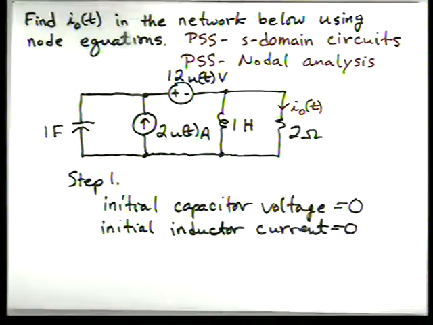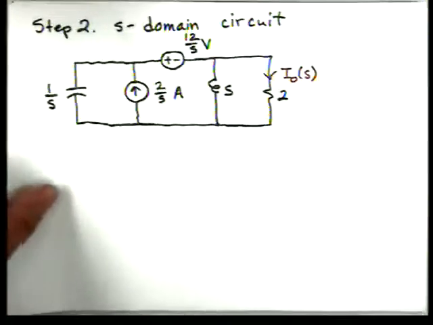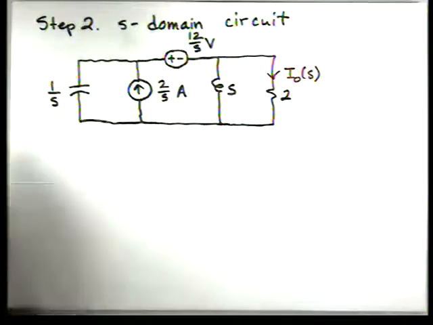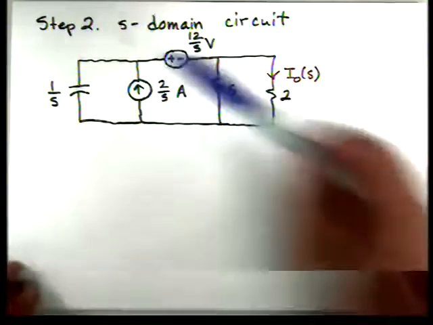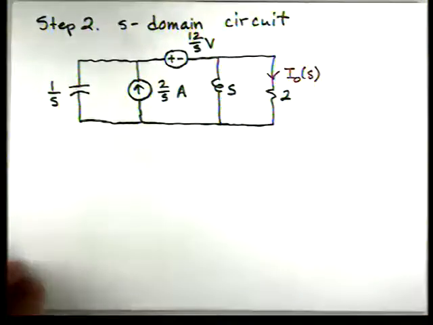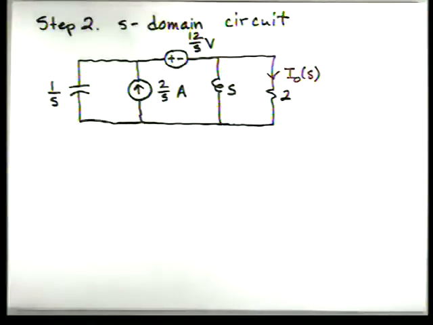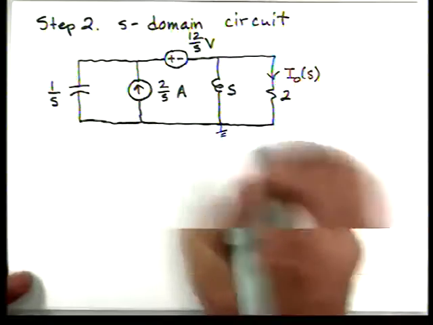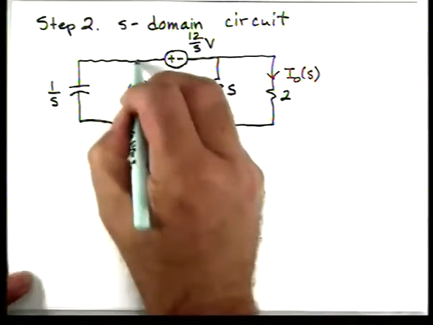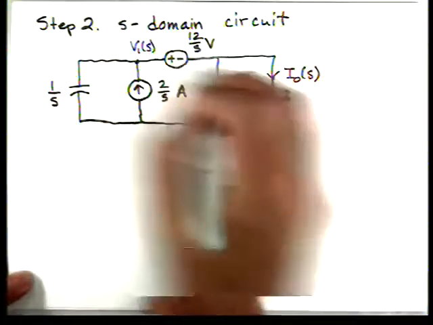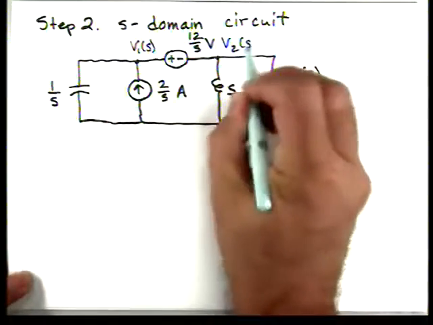So now we're ready to move on to step 2, and in step 2 of our strategy we're going to draw the S-domain circuit. So there's our S-domain circuit, and to do nodal analysis, if we look at our circuit, we've got 3 nodes, 1, 2, 3. I'm going to pick this node as a reference, and I'm going to label this one V1 of S, and this one V2 of S.